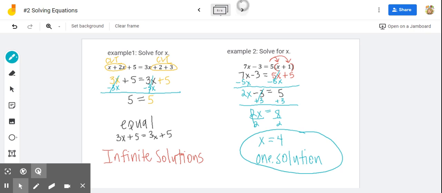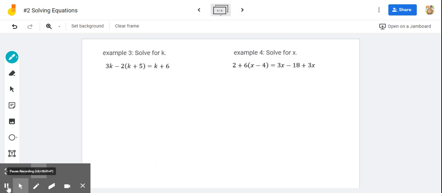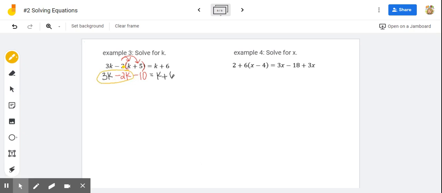All right, let's take a look at the last 2 examples. So I see parentheses, so I'm going to distribute through that negative 2. So I get negative 2k, and then multiply negative 2 times 5, which gives you negative 10. When you do this, guys, I see a 3k minus a 2k. Everything else stays the same. And now we need to undo the k. So right now the k is positive, so to undo it, we take it away.